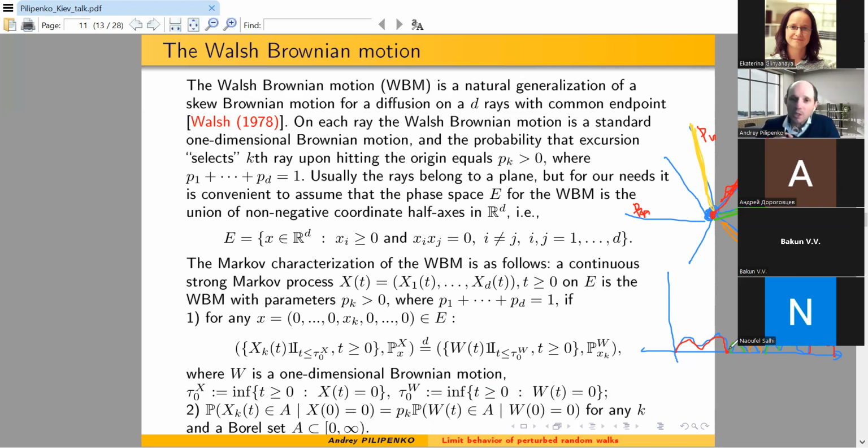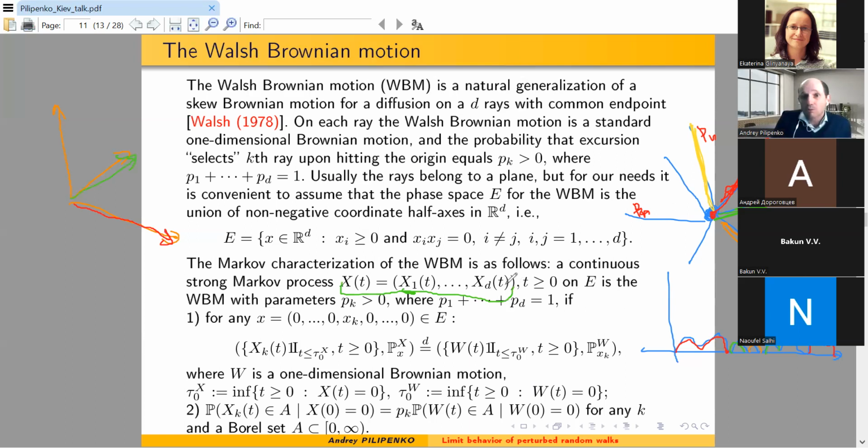As for me, it will be convenient sometimes to consider a Walsh-Brownian motion as a process on a graph in a multi-dimensional space. These lines are just coordinate lines, and I will color, say, the first axis red, the second green, the third orange. If you are here, I will say that you have a motion on this axis. If green, then here. And a Walsh-Brownian motion, I identify it with a multi-dimensional process.